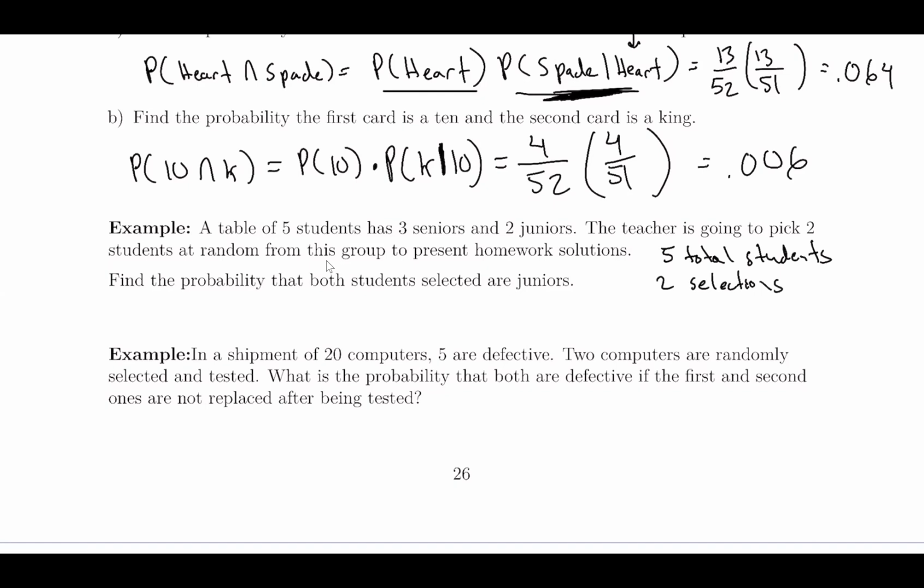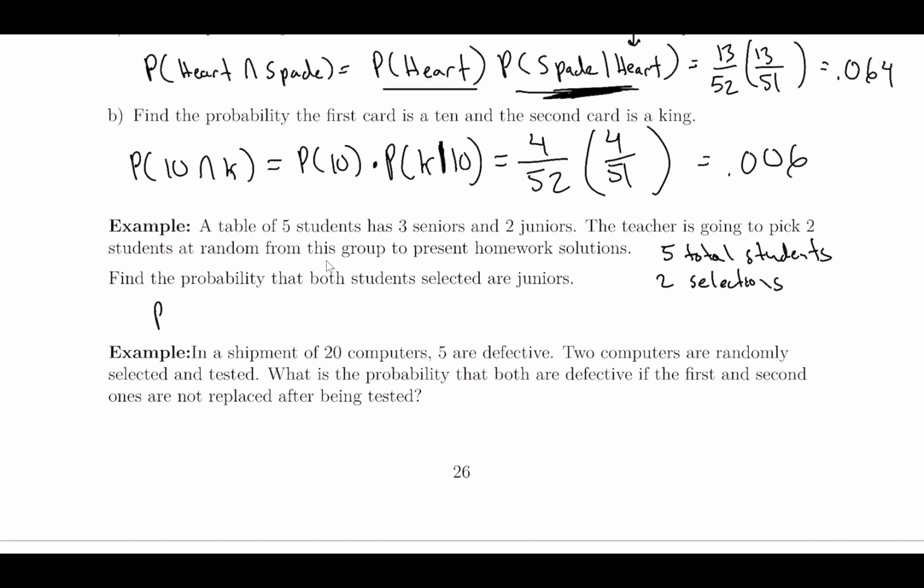All right, and for this one, we're going to assume that once a student presents, they can't present again. So once we get one student to present a problem, we're not going to make that student present again. So we want both of the people who present to be juniors.